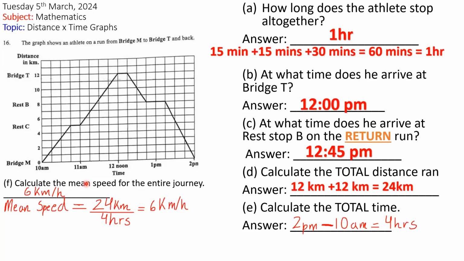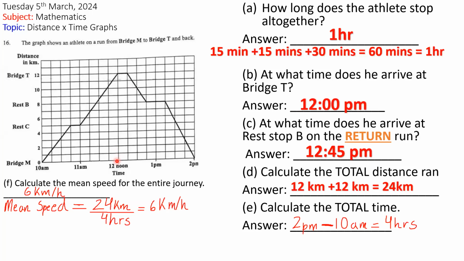Question B says, at what time does he arrive at bridge T? We know that he arrives at bridge T at 12 p.m. I know, but I can't explain it. That's right there, right? Okay, good. So that's bridge T. Okay, go ahead. So B would be at 12 p.m.